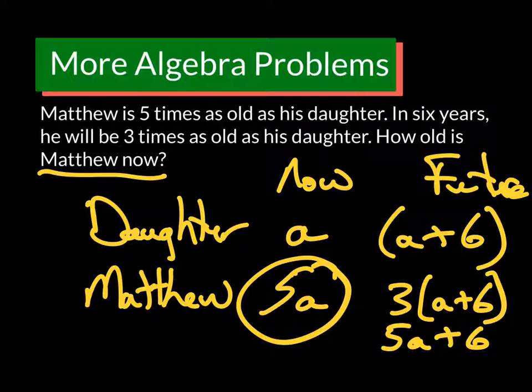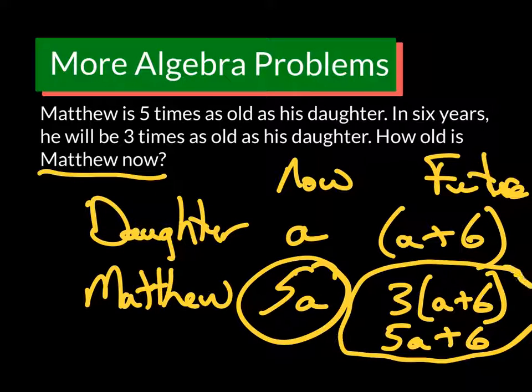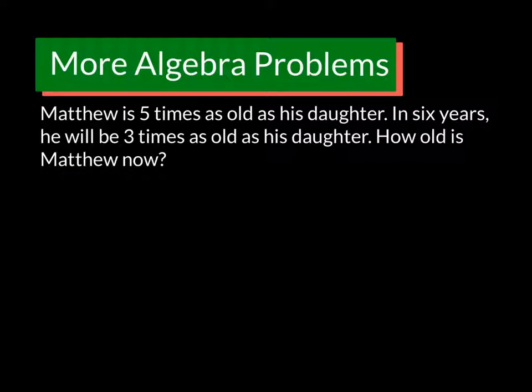Now step 2 is planning. And we need to come up with an equation so we can find the value of A. And then we can use that to find Matthew's age. So to make an equation, let's look at this table and find some things that are equal. We don't see much here except right here. 6 years in the future, Matthew's age could be either stated as 3 times (A plus 6) or 5A plus 6. So that means that these two things have to be equal.